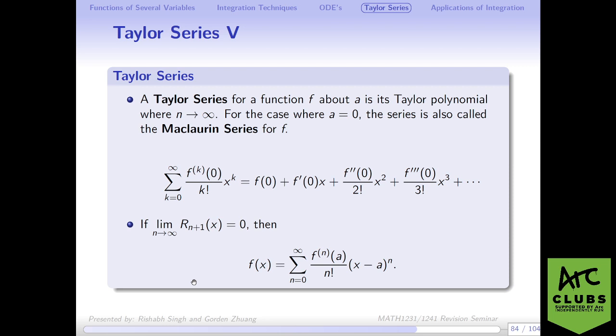A Taylor series for a function about a, so remember we have to define that it is about some point a, is a Taylor polynomial as we take n to infinity. And where a equals 0, this is also called a Maclaurin series. So a Taylor series, or in this case, a Maclaurin series, will look like this. And if this remainder equals 0 as n goes to infinity, that means that the Taylor series will equal the function, which means our function can equal this Taylor series.